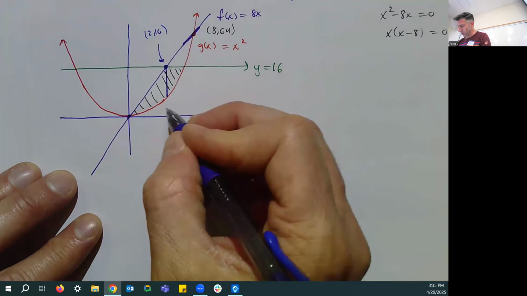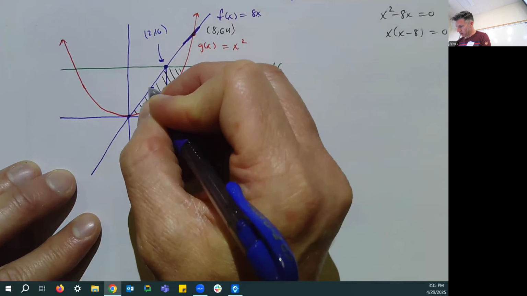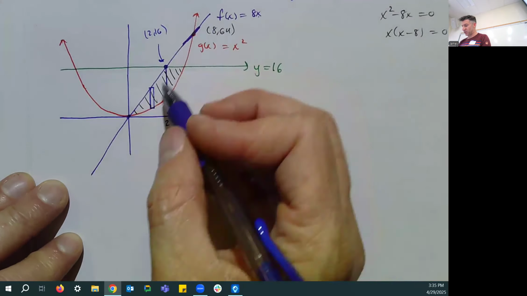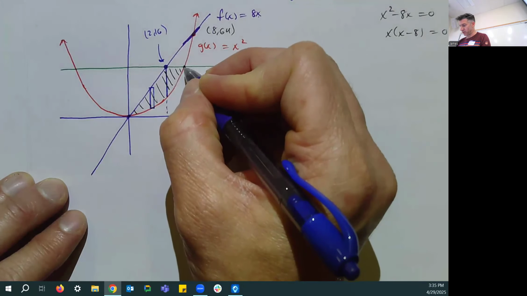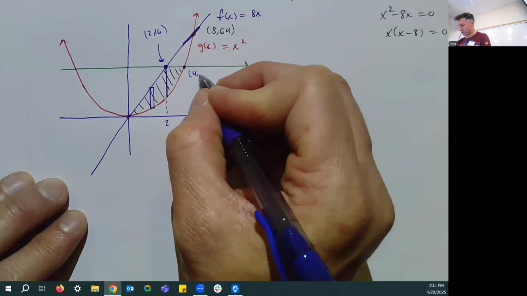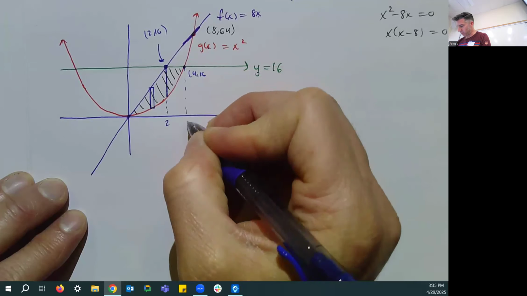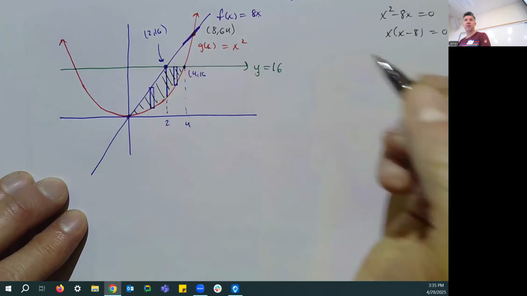From 0 to 2, the top minus the bottom is going to be f of x minus g of x. But from 2 to, I think this point is 4, because if y is 16 and it's equal to x squared, that's (4, 16). From 2 to 4, the top function is 16 and the bottom function is still x squared.